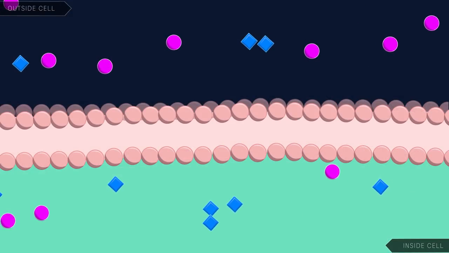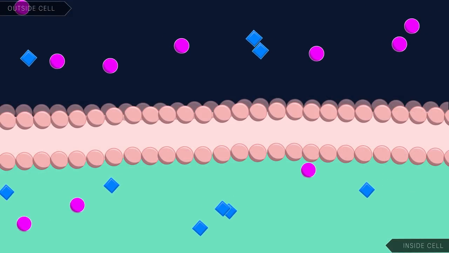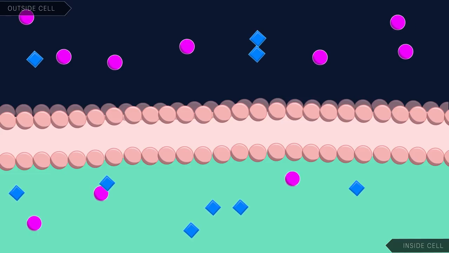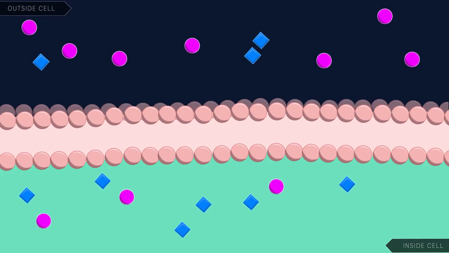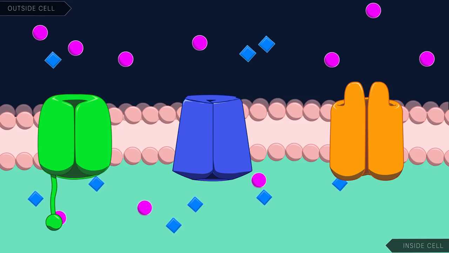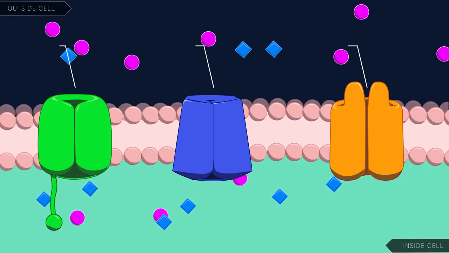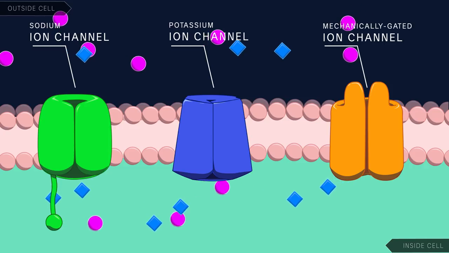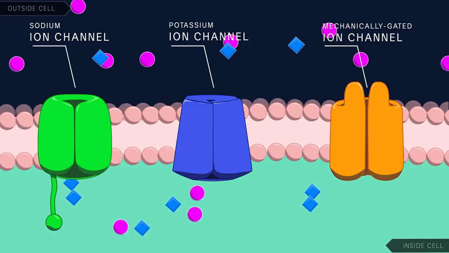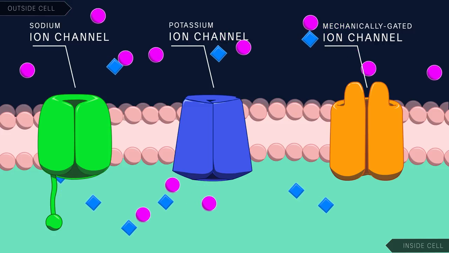Ions cannot simply move across the membrane at will. Instead, they need a protein embedded in the membrane to facilitate their movement. Most ions cross the membrane through a structure called an ion channel. Ions move through channels by passive diffusion along their concentration gradient.